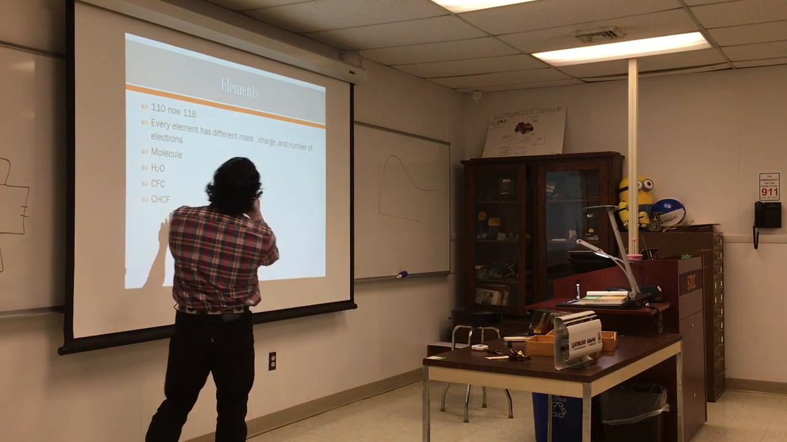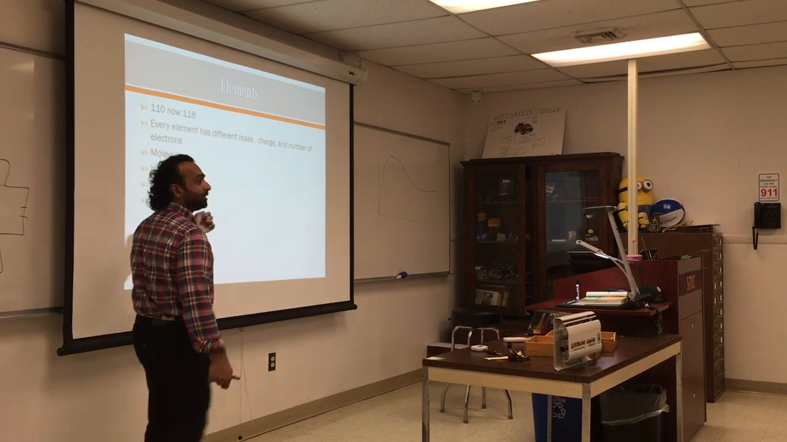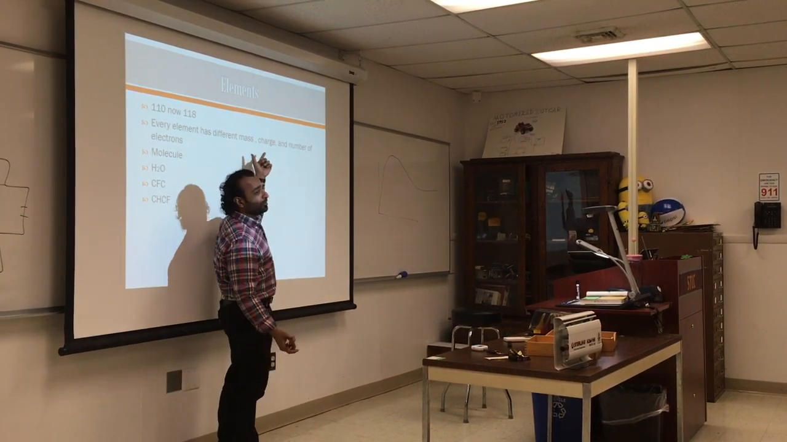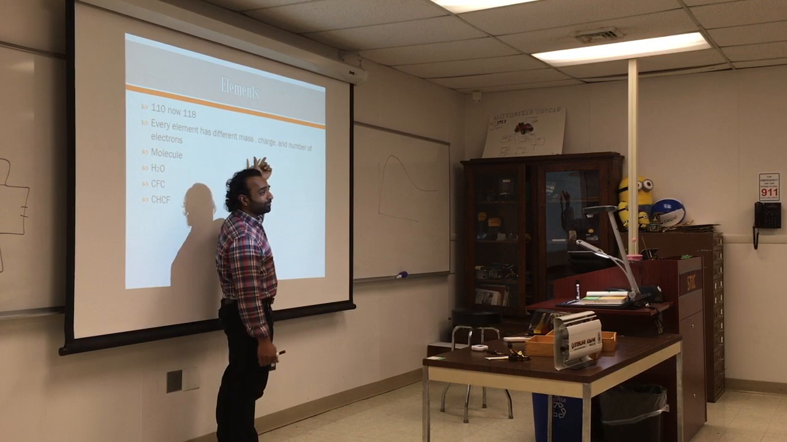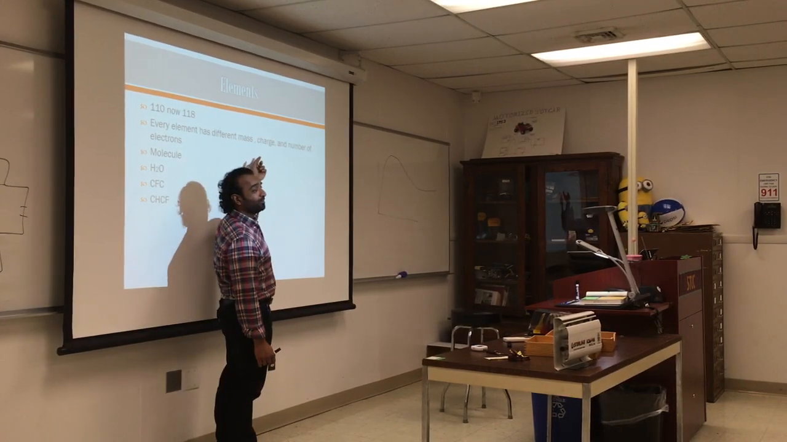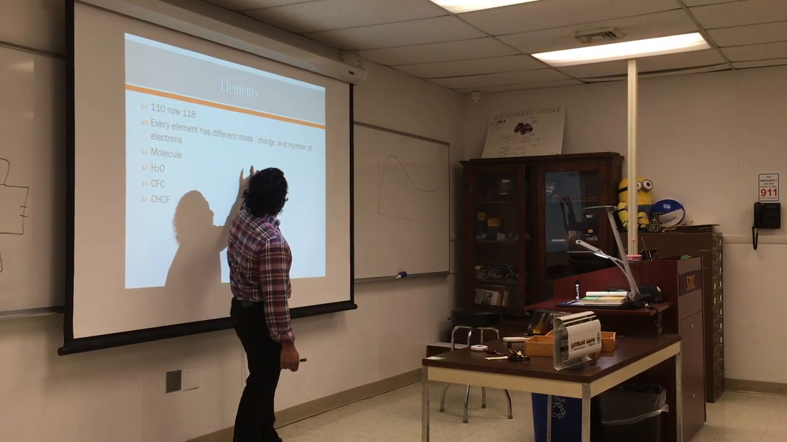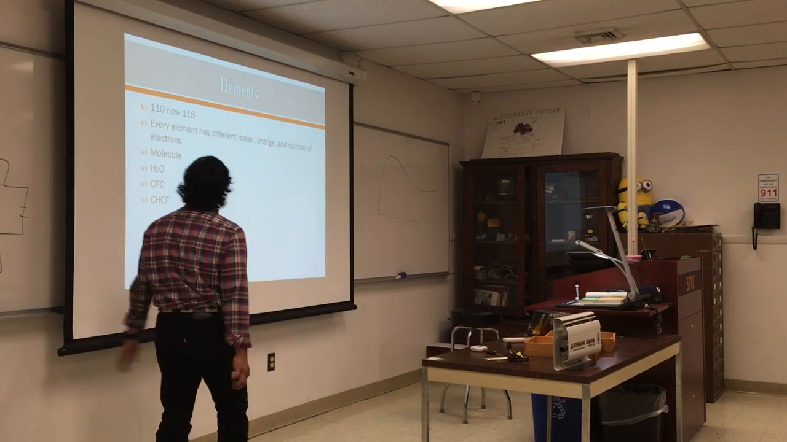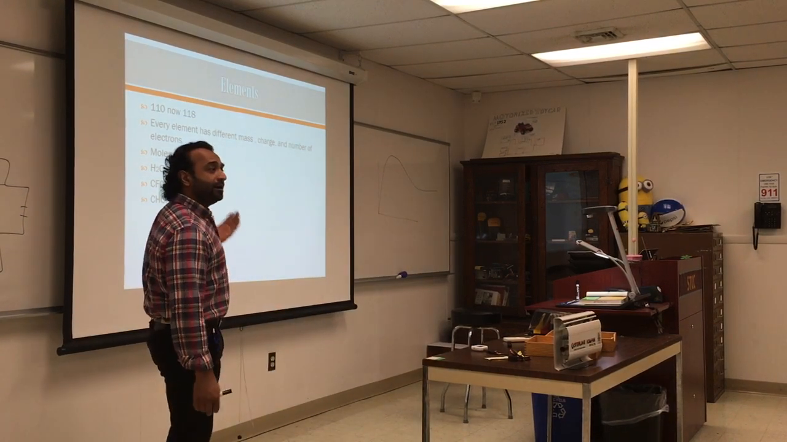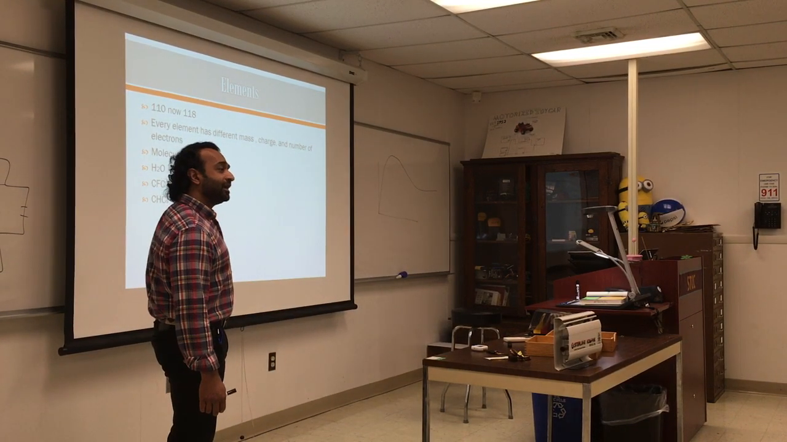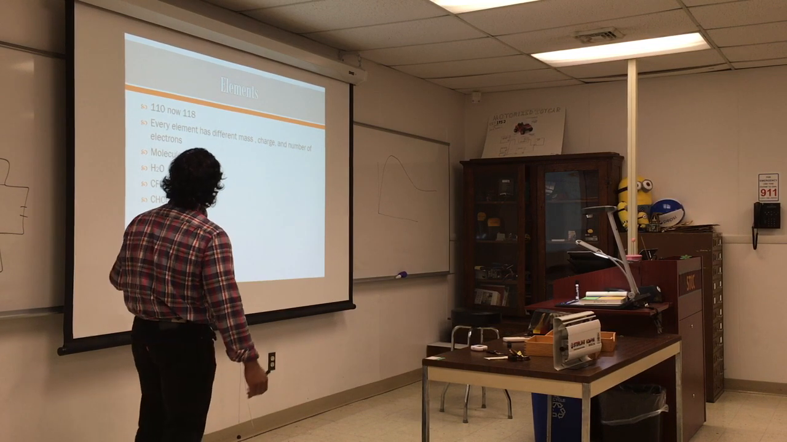Anyways, so every element has different mass. What is mass? It's what we assume that the proton has. So we don't know what mass is at some point, but we assume that it's the proton. It has a charge. The charge is related to the number of electrons in the last orbit of that element.